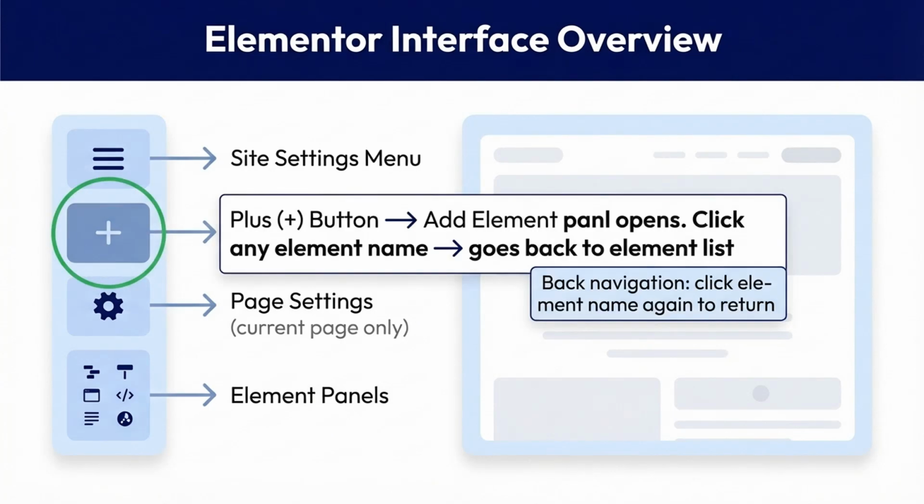The plus button opens the Add Element panel, where you can browse and insert widgets onto your page. If you click into a specific element category and want to go back, just click on the element name again. That brings you right back to the main list. Simple navigation once you know the trick.